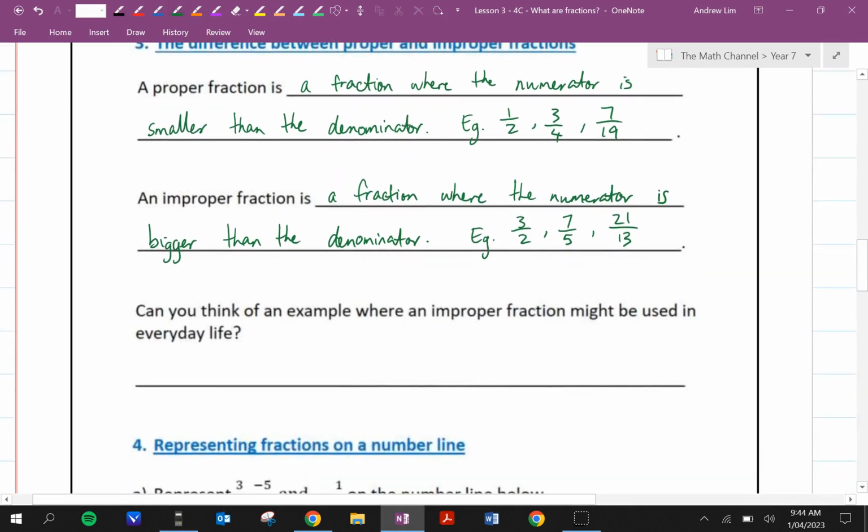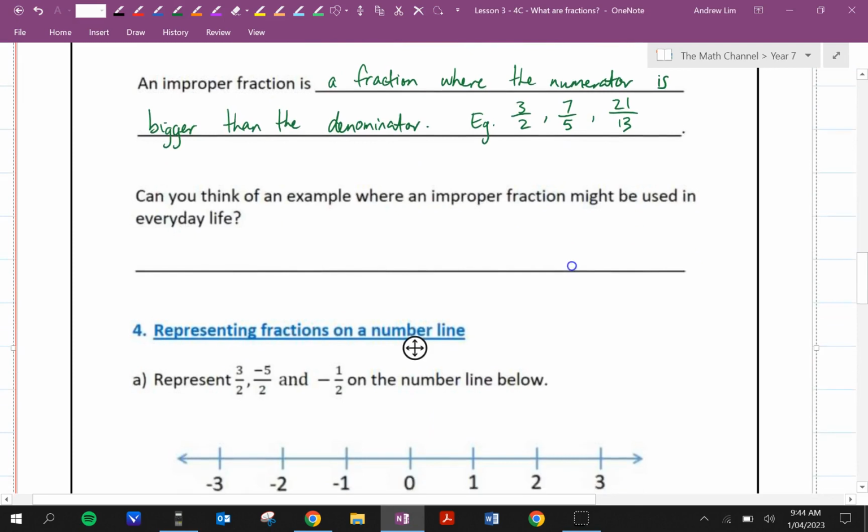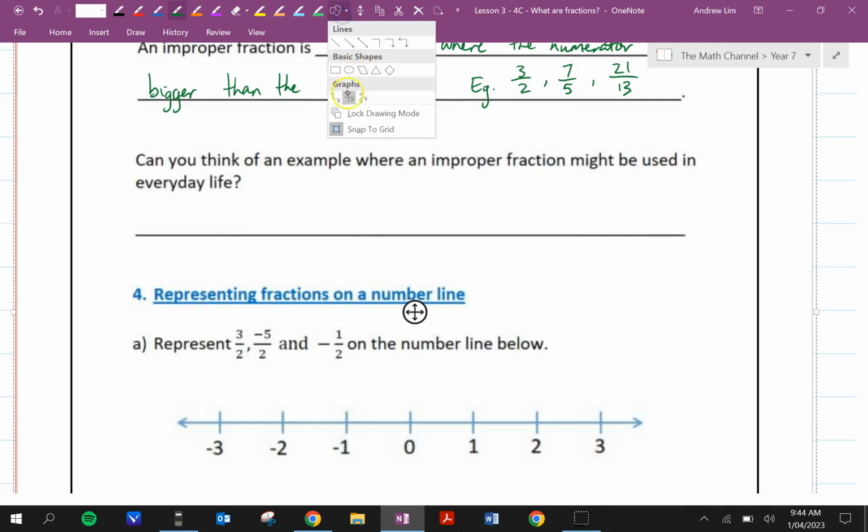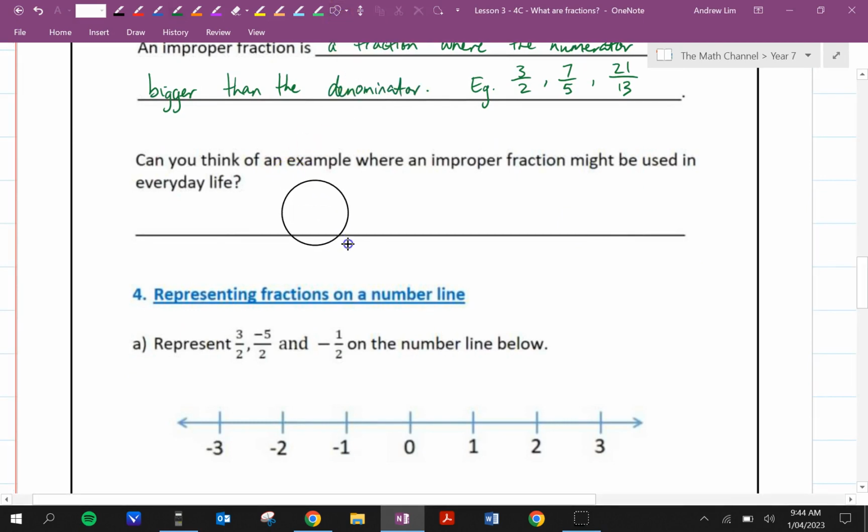Can you think of an example when an improper fraction might be used in everyday life? Have a go. Well, I can think of an example where maybe someone might eat more than one pizza. We know that most pizzas are probably cut into 8 slices, right? So go 1, 2, 3, and 4. But what if someone ate 11 slices of pizza?